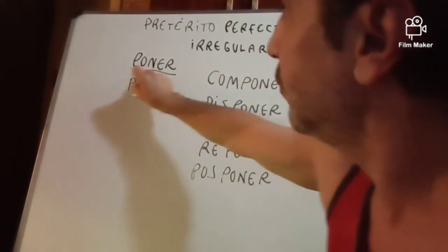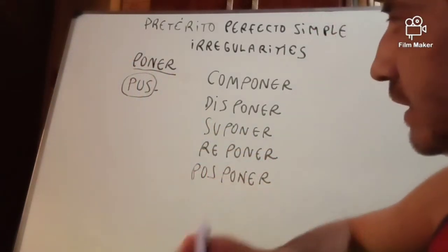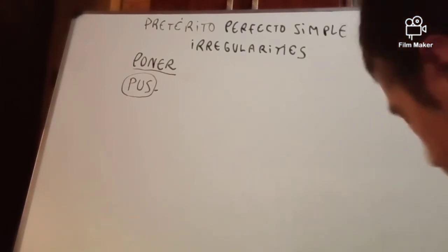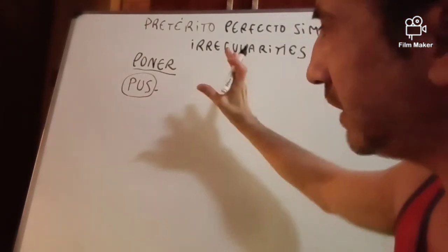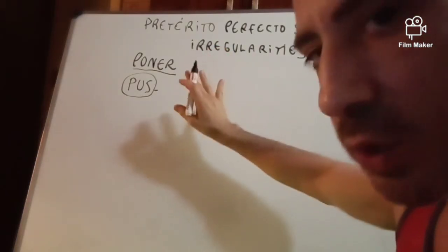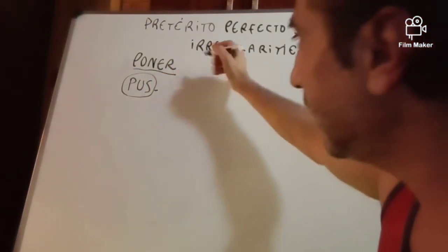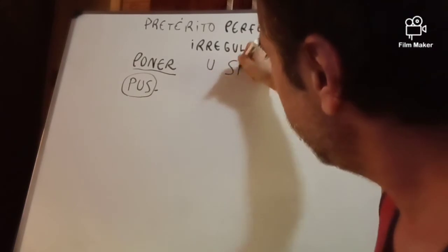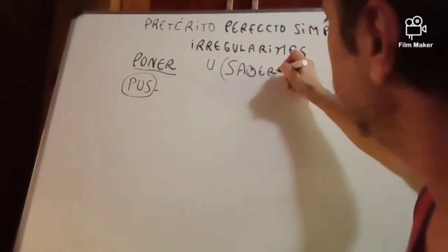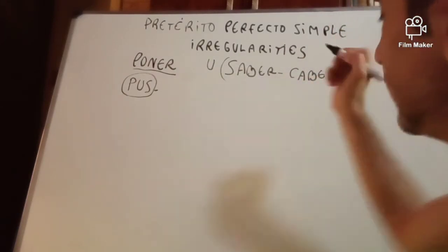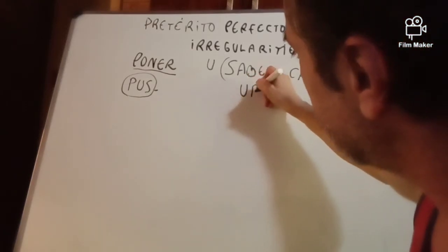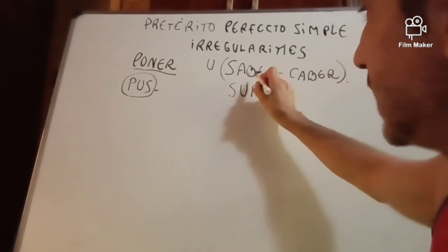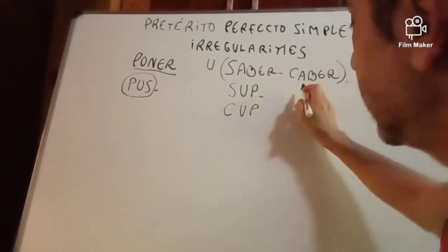All of them will have this before the ending for each personal pronoun. Let's conjugate poner. But before conjugating poner, there are other verbs that I will include here. They are not exactly the same, but they have the letter U in the root in the pretérito perfecto simple. Saber, to know, and caber, to fit, both end like this, just before the ending for the personal pronoun. Sup in the case of saber and cup in the case of caber.